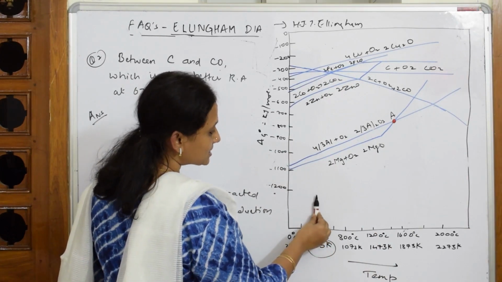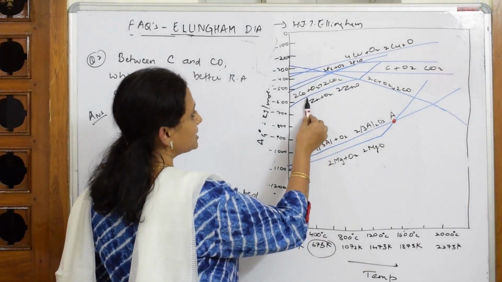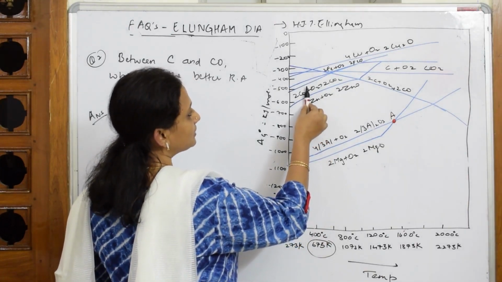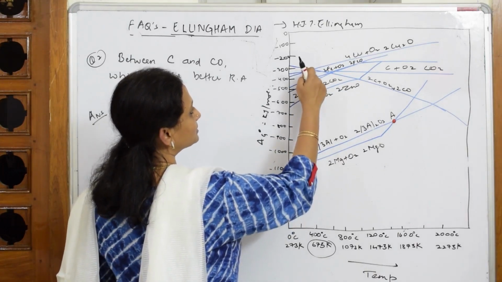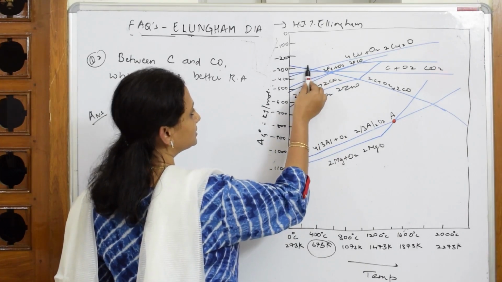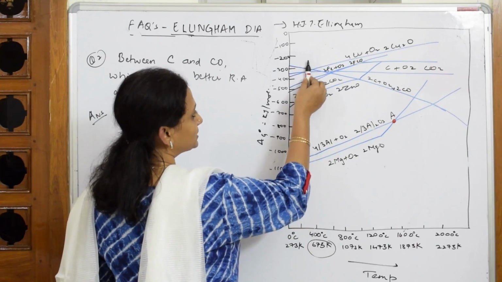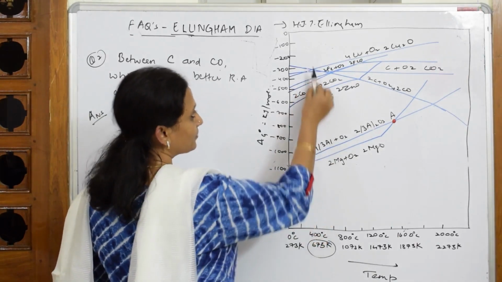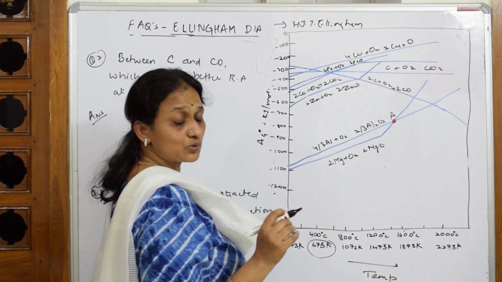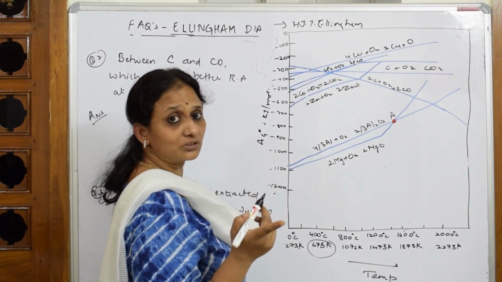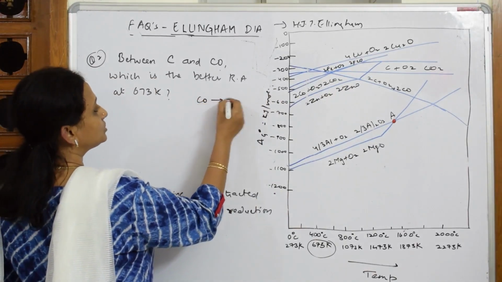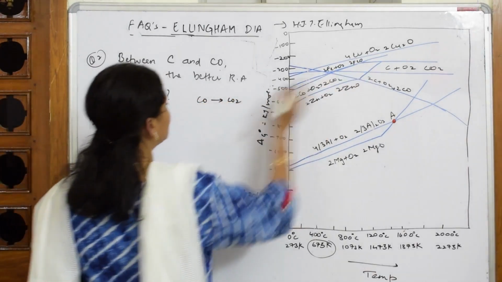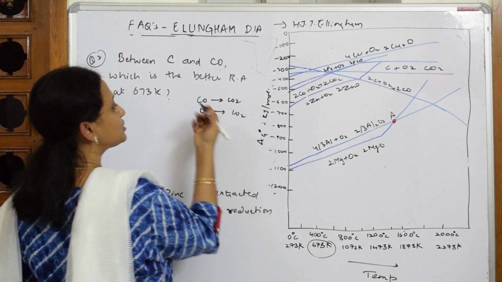At 673 Kelvin, if I go and see here, the carbon monoxide line and the carbon line are exactly coincident, meaning you have both the values. You can see both the points are touching at this 673. Now they're asking, should I use carbon or carbon monoxide to form carbon dioxide? To form CO to CO2 or C to CO2, which one should I use?